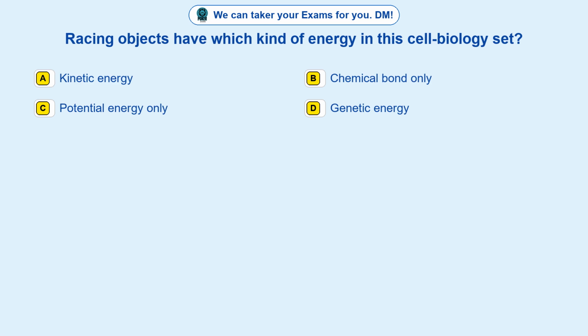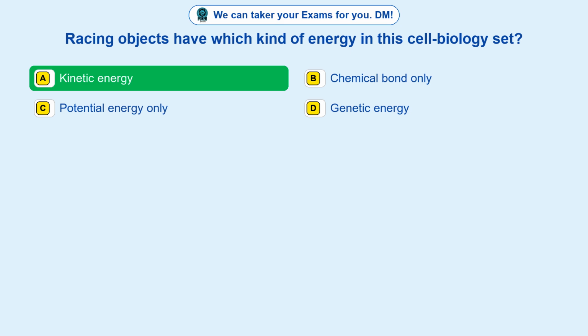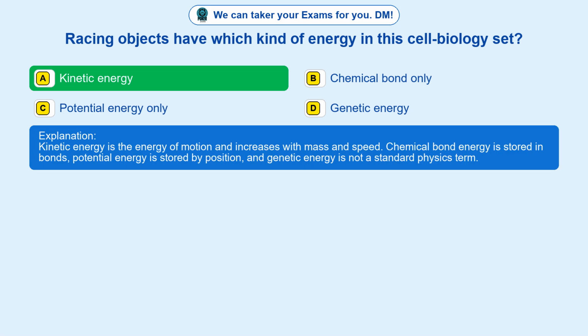Question 60. Racing objects have which kind of energy in this cell biology set? Option A, kinetic energy. Option B, chemical bond only. Option C, potential energy only. Option D, genetic energy. The correct answer is option A, kinetic energy. Kinetic energy is the energy of motion and increases with mass and speed. Chemical bond energy is stored in bonds, potential energy is stored by position, and genetic energy is not a standard physics term.